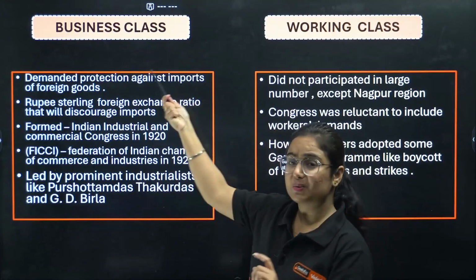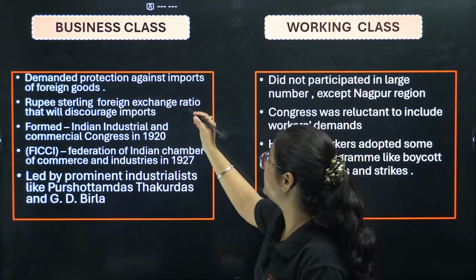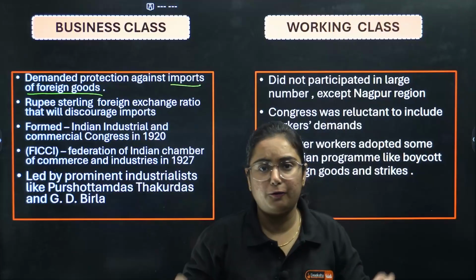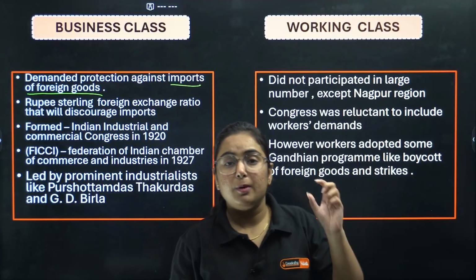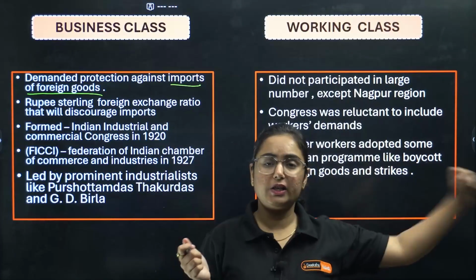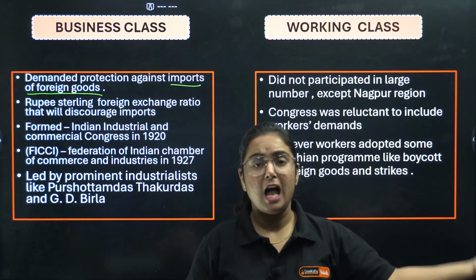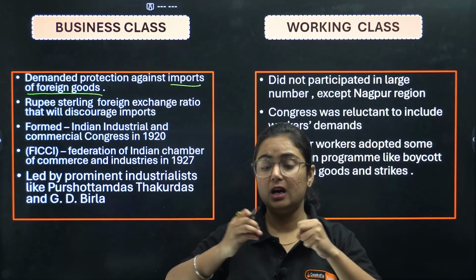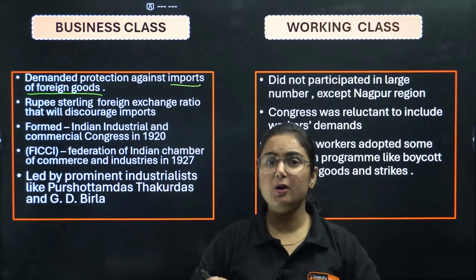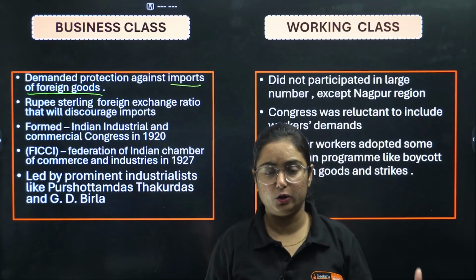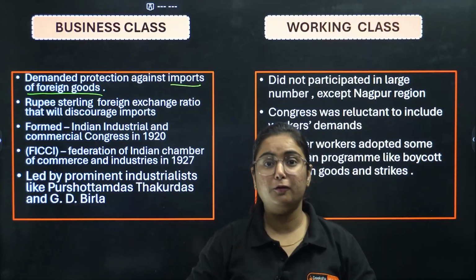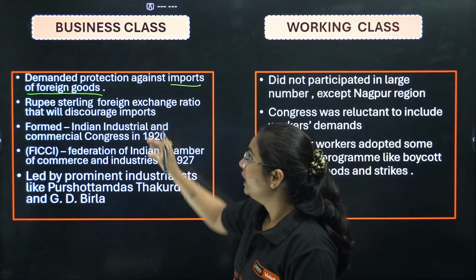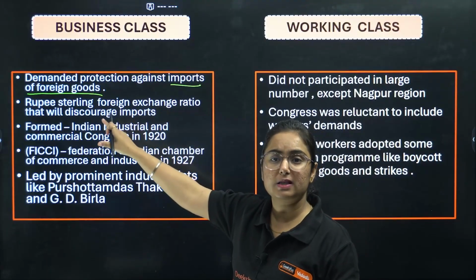Moving to the next one, that is the business class. See, the business class demanded protection against the import of foreign goods. We know that India was flooded with foreign goods, British goods in particular, because what they had done is they had taken raw materials from India, that too at cheaper prices, and brought the finished goods back to India. Because of that, foreign goods were flooded in India because they were cheaper in comparison to Indian goods, right? And it gave a stiff, very difficult competition to the Indian people making their commodities. Now, the business class wanted protection from this.